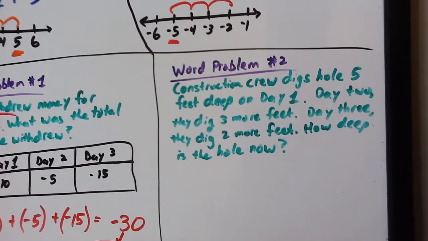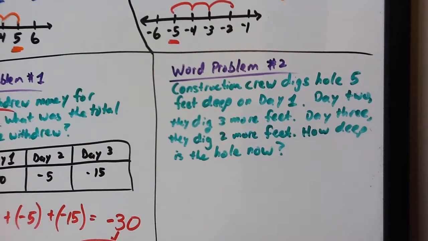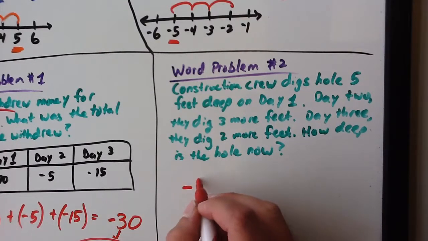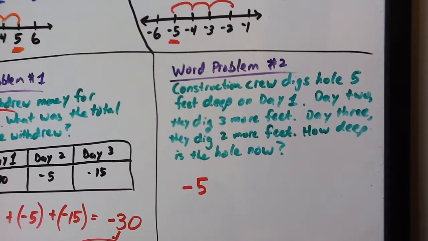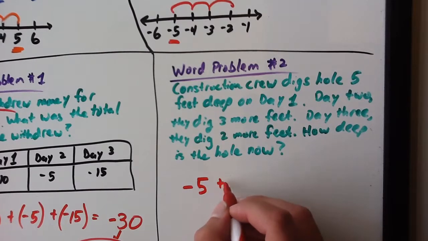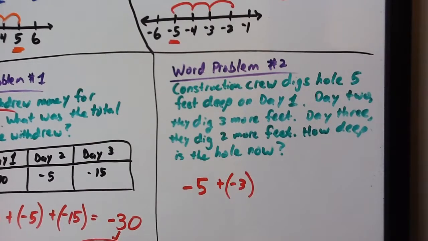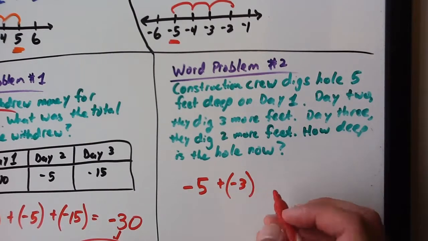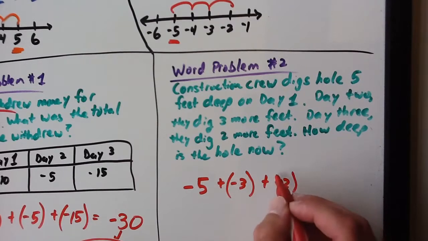Word problem number 2. We have a construction crew that's digging a hole 5 feet deep on day 1. Day 2, they dig 3 more feet. Day 3, they dig 2 more feet. How deep is the hole now? Okay, so if they are digging this hole down, we can represent that with a negative sign. So on day 1, they dig 5 feet deep, so negative 5 feet. Then on day 2, they dig 3 more feet. So the hole gets 3 feet deeper, so I'm going to add negative 3 because it's going down 3 more. And then they dig it 2 more feet, so the hole gets 2 feet deeper.